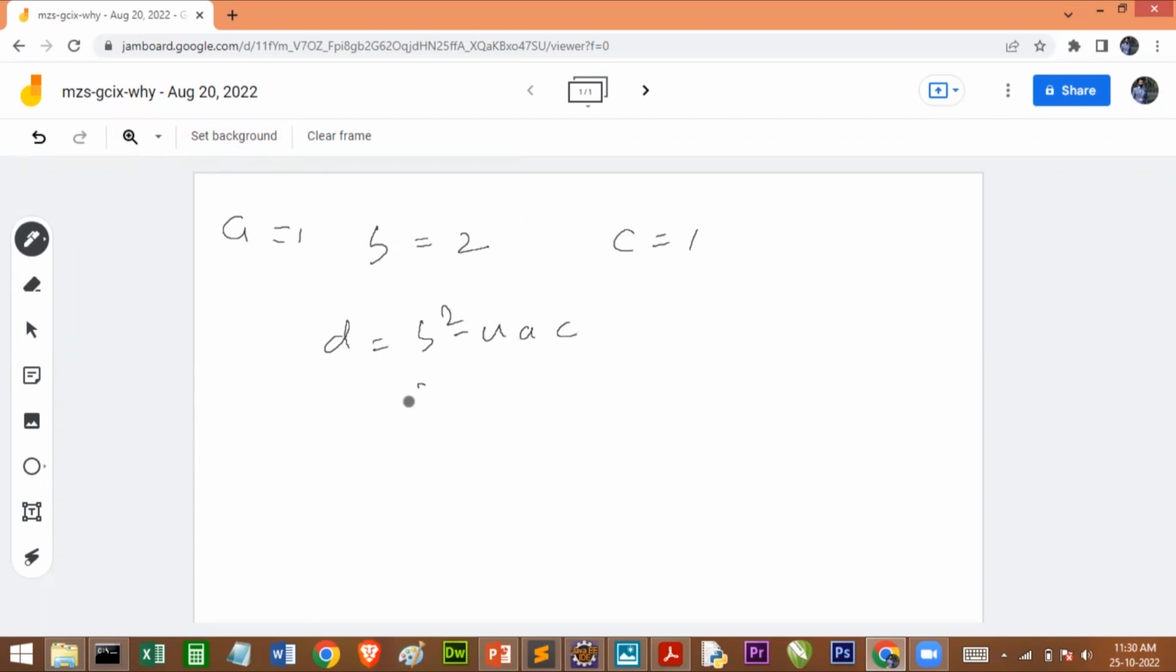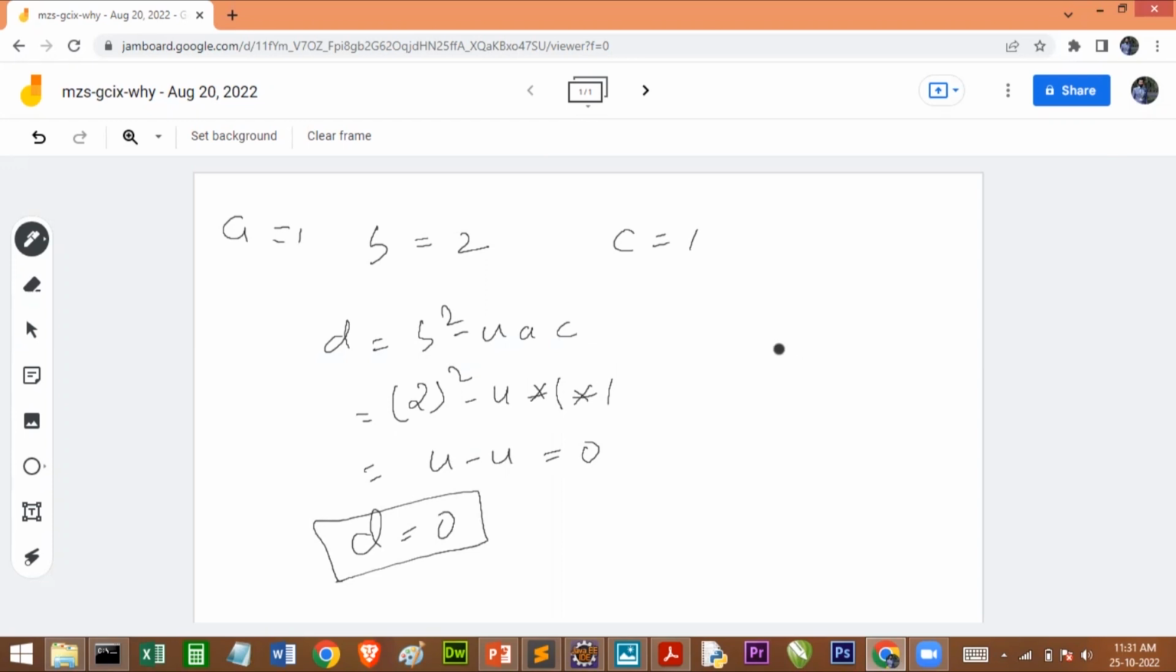What is the value of B? B is 2. So 2 square minus 4 into what is the value of A? 1. What is the value of C? 1. So here I'll get 4 minus 4 is equal to 0. So that means determinant is 0 now. So if determinant is 0, the roots are real and equal.